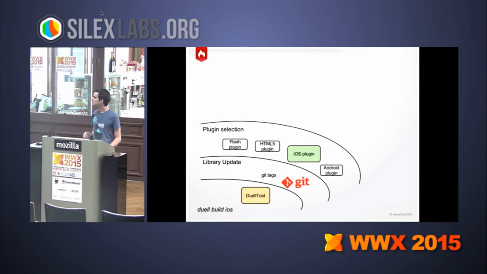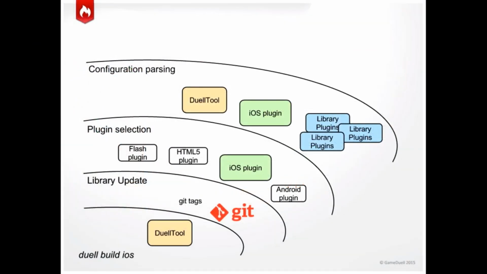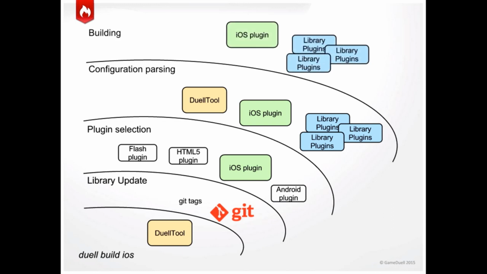Then the plugin gets selected and starts to work, and then the configuration is parsed. Here, one very nice thing is that the libraries can also have configuration for themselves, and they integrate into the project file. So when you parse the configuration, the Duell tool parses the generic things like app name and dependencies. The plugin parses its specific things for iOS, and then we have the library plugins, which also do some stuff. And then when it's actually building, the Duell tool stops doing anything and just the plugin and the libraries do stuff.